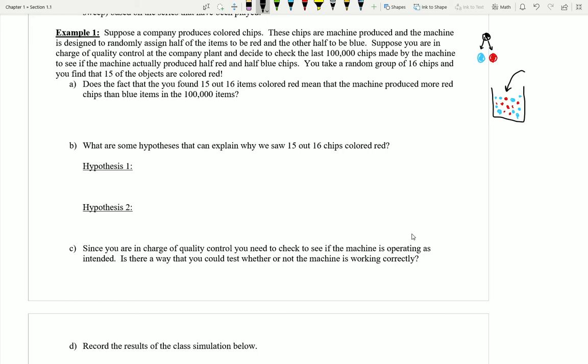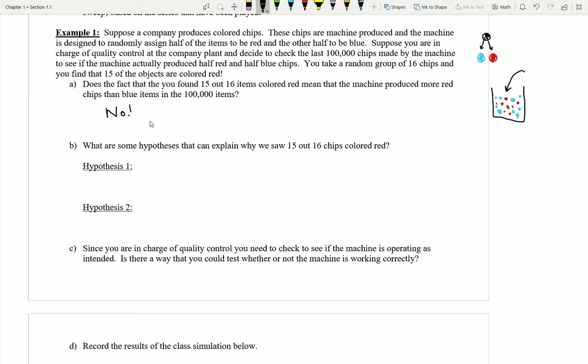Does the fact that you found 15 out of 16 items colored red mean that the machine produced more red chips than blue chips in the total 100,000 items? Think about that for a moment. You pulled 15 chips out of the 16 being red. Does that mean that all of the chips in the bin, there are more red chips than blue chips? Does that mean that guaranteed 100% certainty? Well, I think the answer here would definitely be a resounding no.